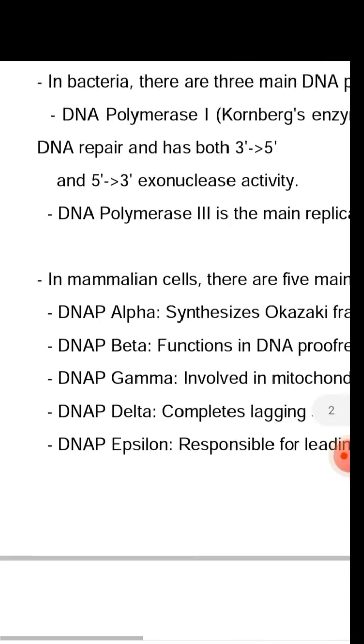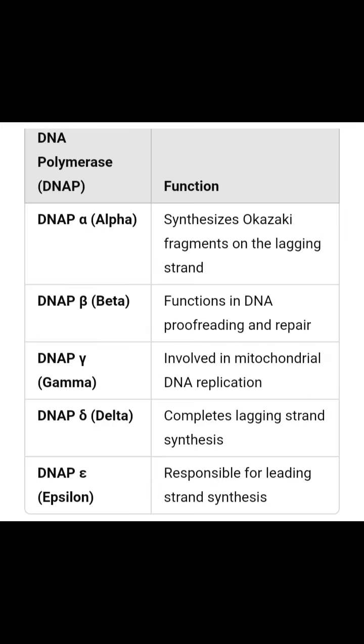So now in mammals, we have 5 main DNA polymerases. These are their names, and this is what they do. Just read them, basically what they do, and their symbols. Please also take note of their symbols and names. What I want you to take note of in this table is the name, the symbol, and the function of each polymerase in mammals. Don't confuse them with Kornberg's enzyme and DNA polymerase 3, the ones we treated earlier in bacteria.